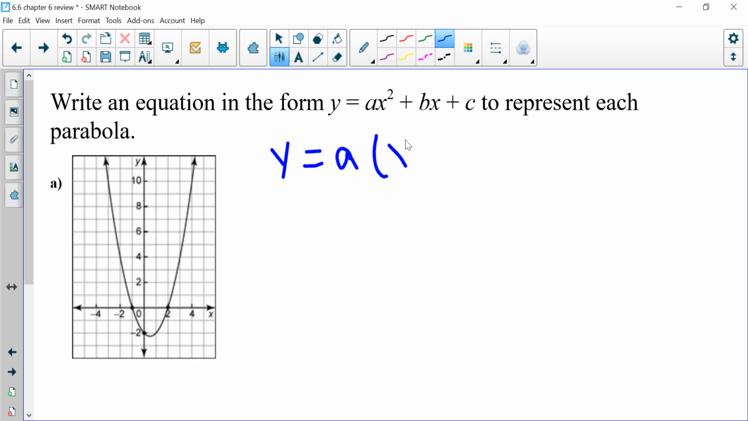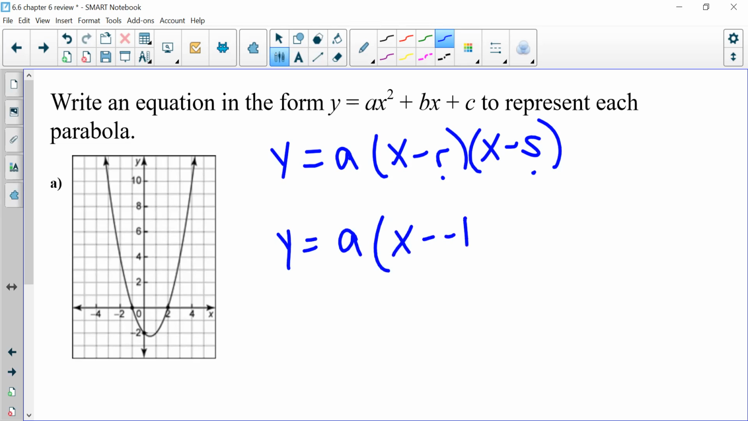So I'm just going to write down my equation here. We already said we don't know A, but I do know my x-intercept. So I know I can plug in values for R and S. So I'm going to plug in -1 for my first x-intercept and +2 for my second one. And this double negative is a plus. I'm really close to having my full factored form. I just don't know A, other than the fact it should be a positive value.